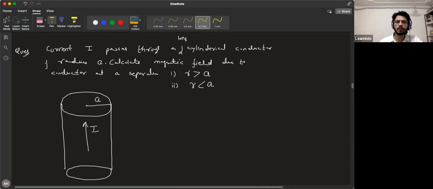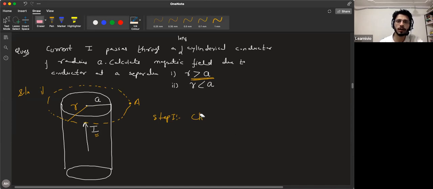So this is the conductor. Some current I is passing through the conductor, and it's a long conductor. You're supposed to calculate the magnetic field due to this conductor at R greater than A. R greater than A means the point is here, outside the conductor. R less than A means the point is inside. First, we will be solving the first part. So the point is here. You take an Amperian loop outside the conductor, and the radius of the Amperian loop is R. When we calculate using Ampere's Circuital Law, step 1 is to choose the Amperian loop.